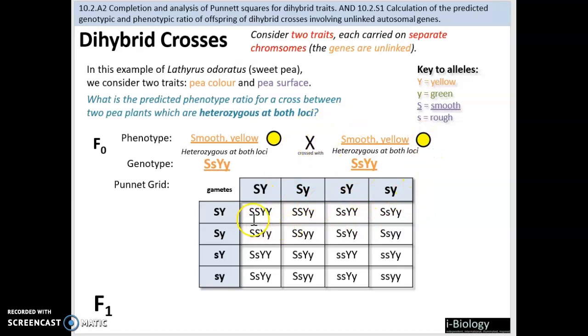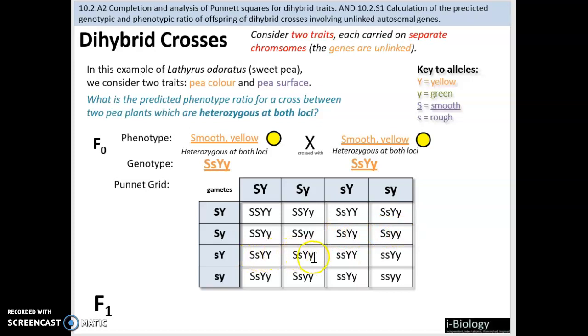And if we've got a big S, then we know it's going to be smooth. If we have a big Y, we know it's going to be yellow. So obviously anything that's got a big S and a big Y is smooth and yellow. So we can see all these top ones are smooth and yellow. But then here, this one's going to be smooth and green. This one's still smooth and yellow. This one, smooth and green.